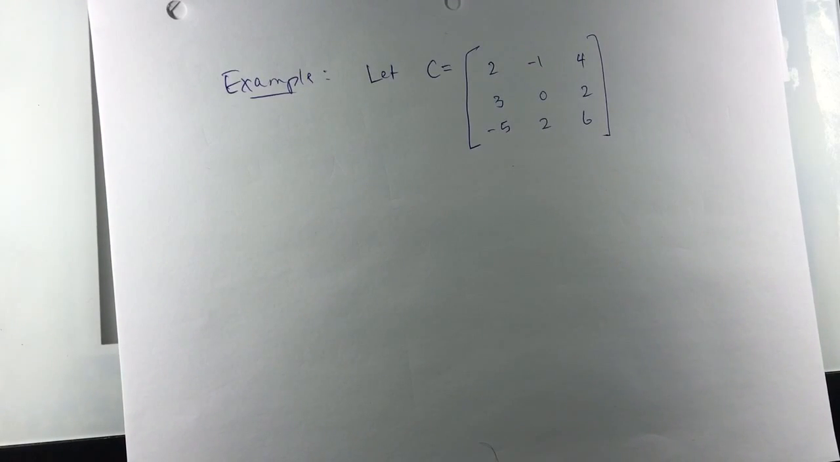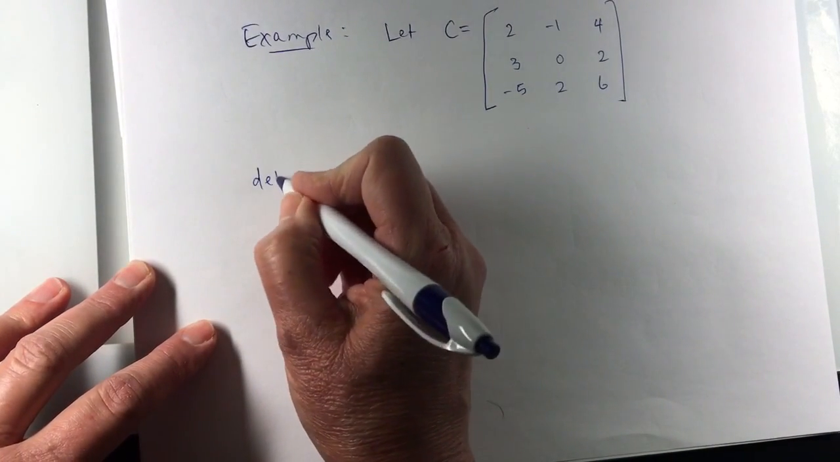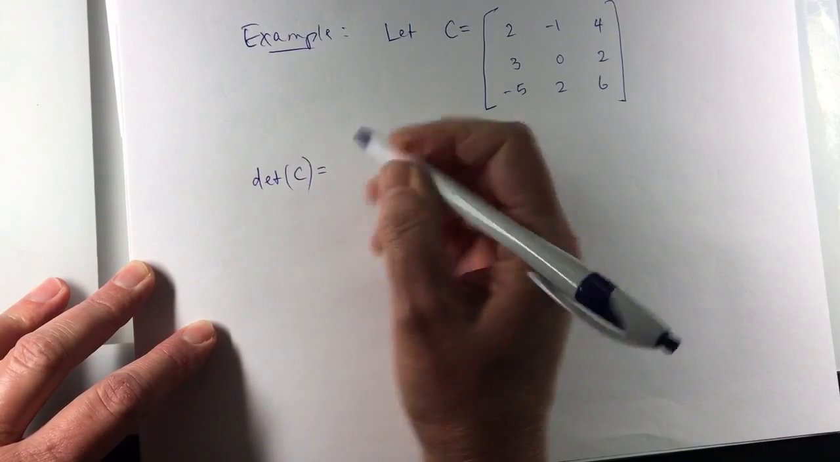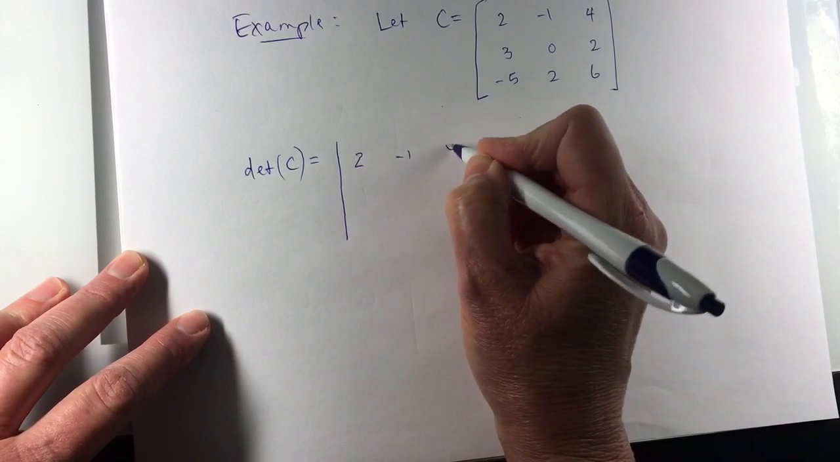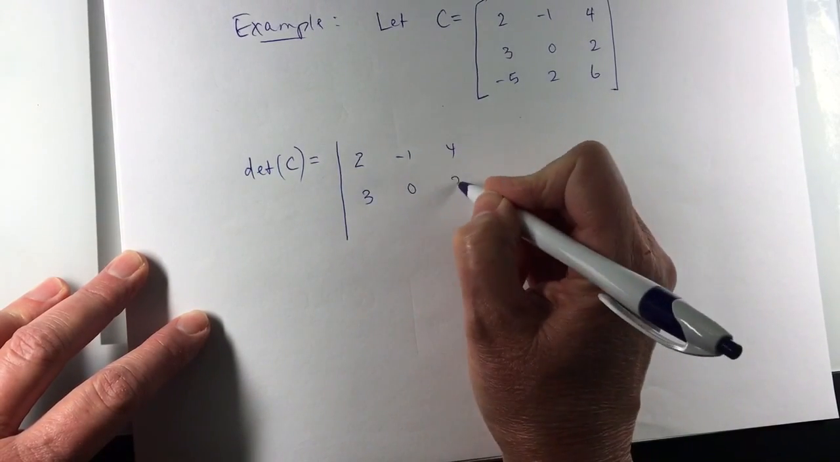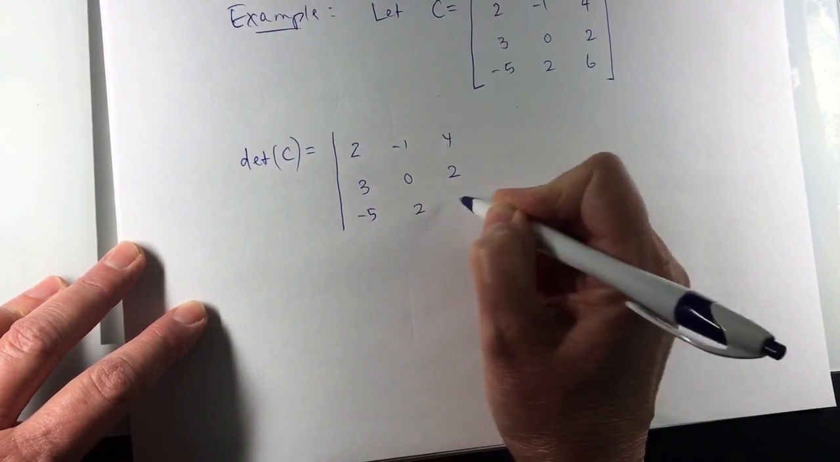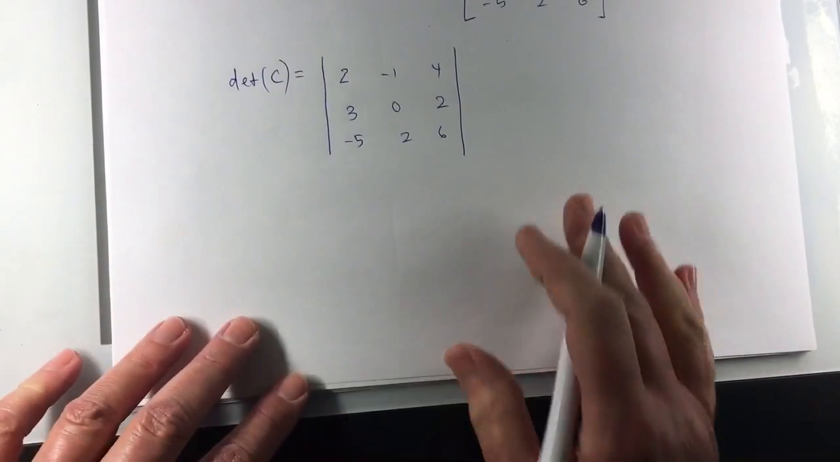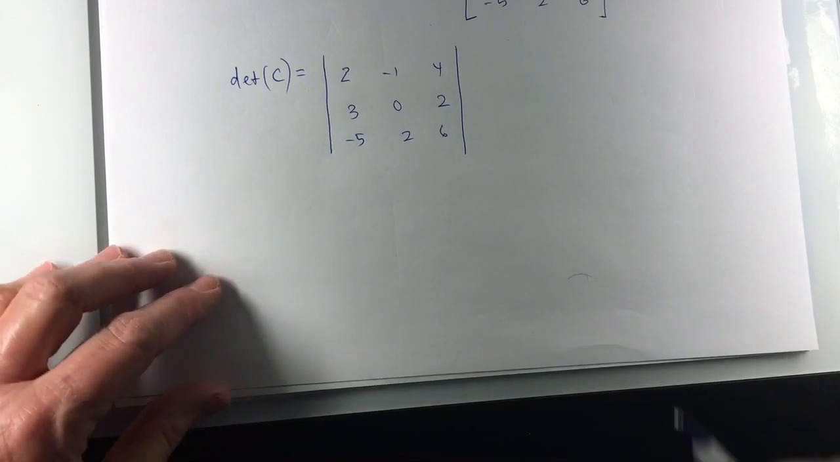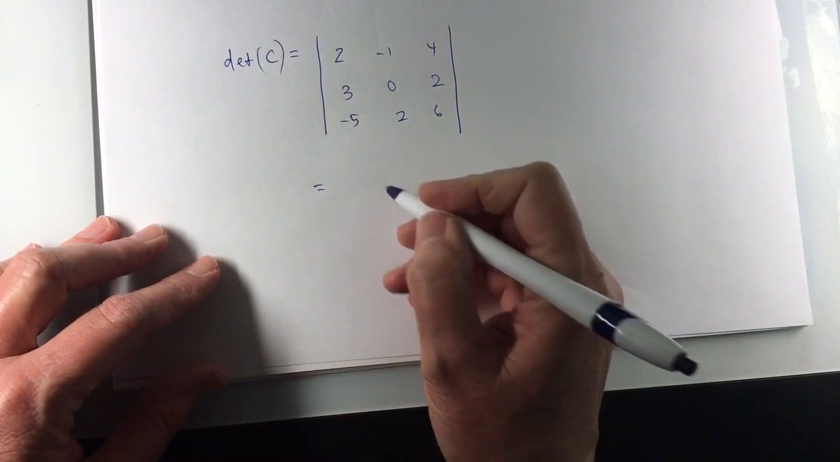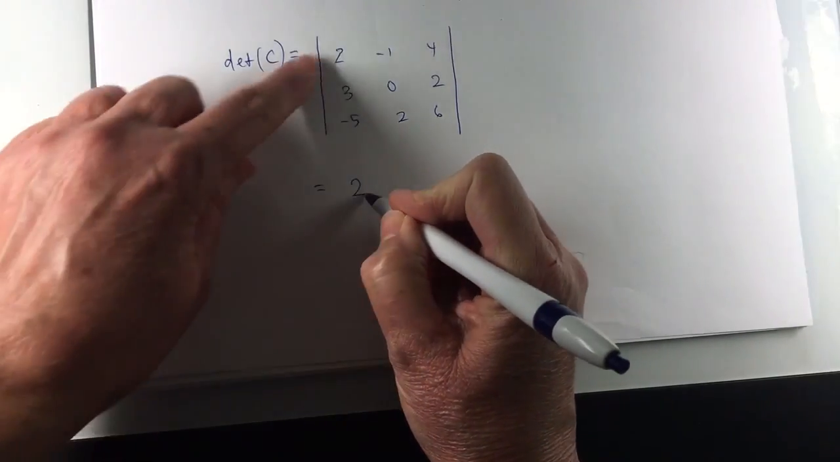If I'm going to find the determinant of C, I can put this now in straight lines, 2, -1, 4, 3, 0, 2, -5, 2, 6. What I would do if it's a 3 by 3, now this is different from what I did yesterday where I wrote the columns. That's actually what I would maybe show second. If I'm going to do it with a formula, I would do this. I'm going to take 2, the first entry.